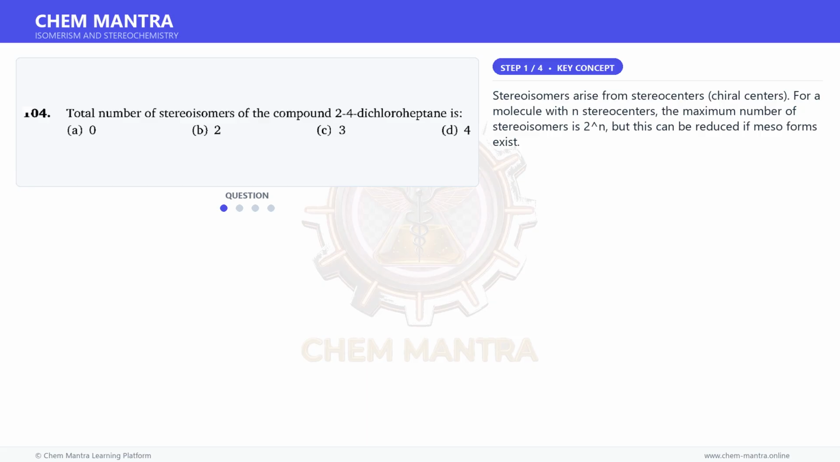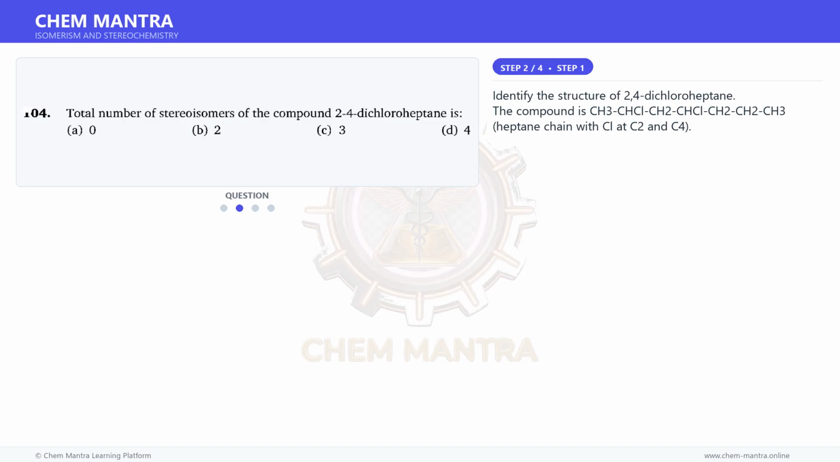Stereoisomers arise from stereocenters, chiral centers. For a molecule with n stereocenters, the maximum number of stereoisomers is 2^n, but this can be reduced if meso forms exist. Moving on to the next step.